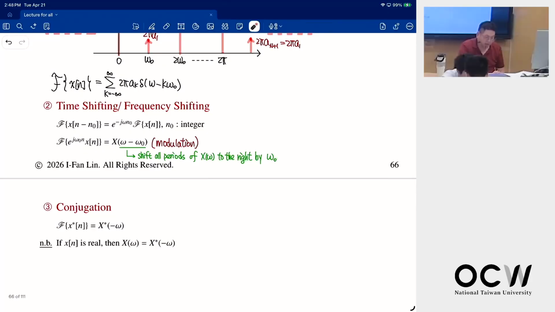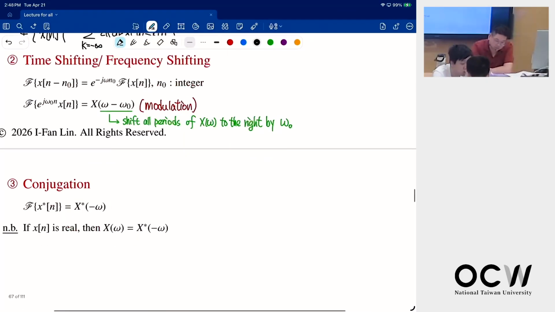Next, conjugation. If I have a conjugate in the time domain, then in the frequency domain, the Fourier transform also has a conjugation, but I also flip. If the signal is real, when I do the conjugation, it is still the same. So the Fourier transform is equal to flipping and doing the conjugation. And this is called conjugate symmetric.